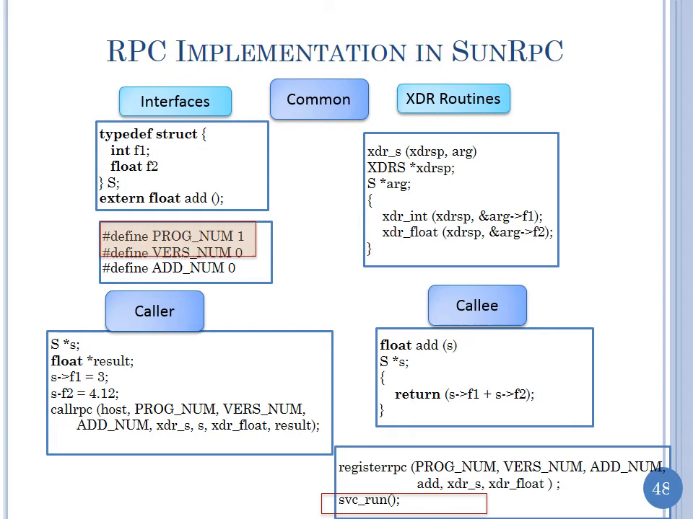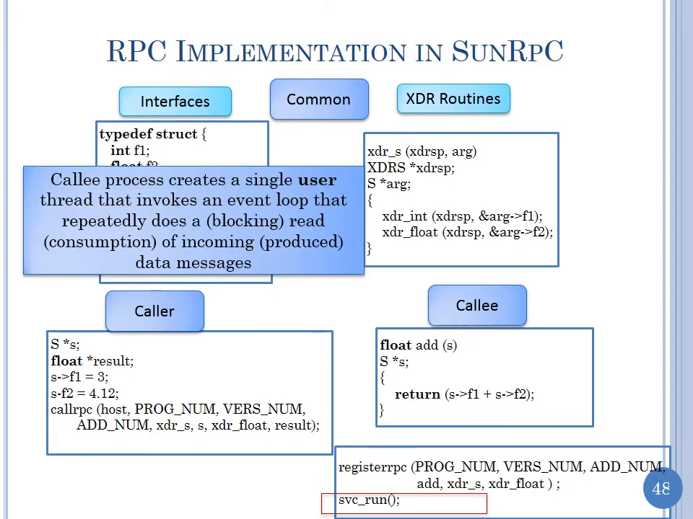And what does SVC run do? You give it a thread, there's a thread that's executing it, and that goes through and reads from the network, looks for messages. Whenever a message comes in, it dispatches the message to the right call, reads the next message, and so forth. Such a thing is often called an event loop.